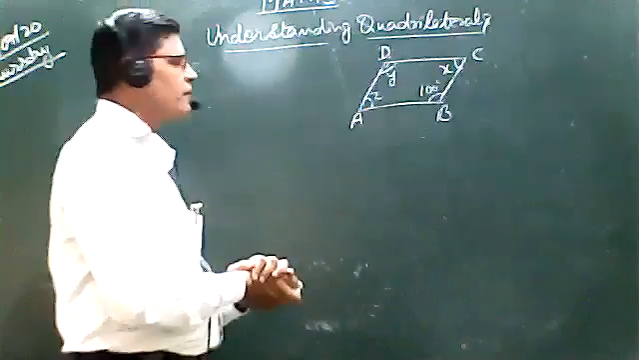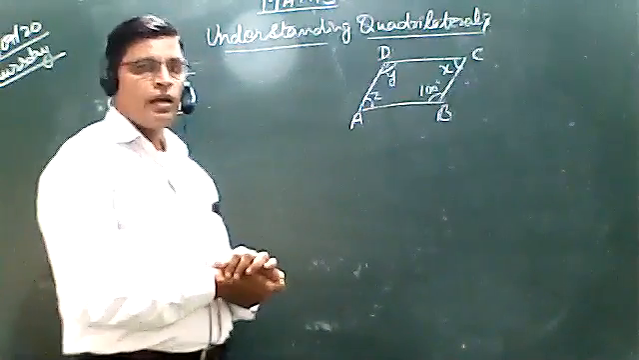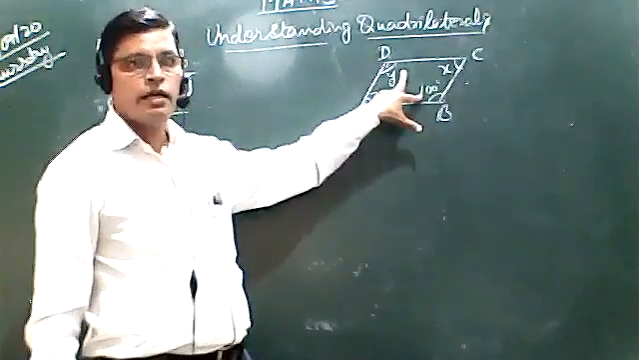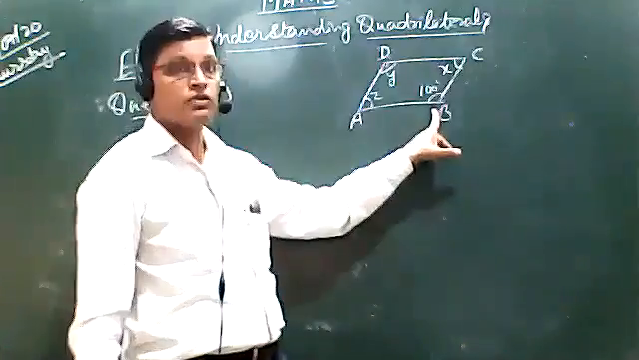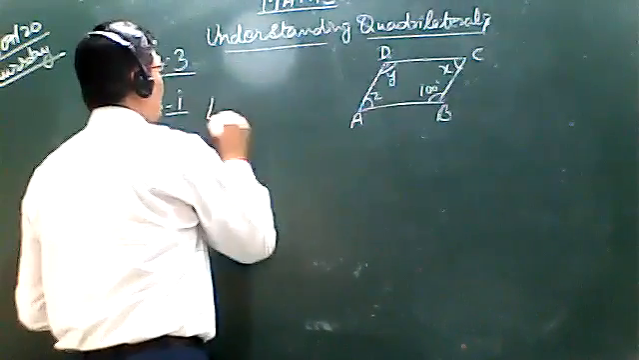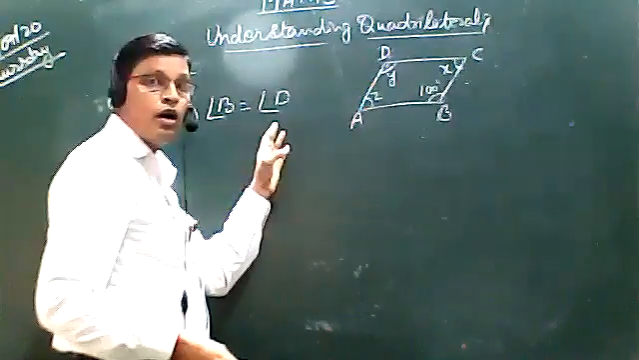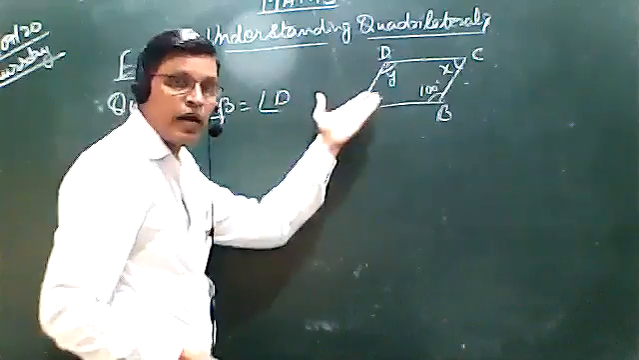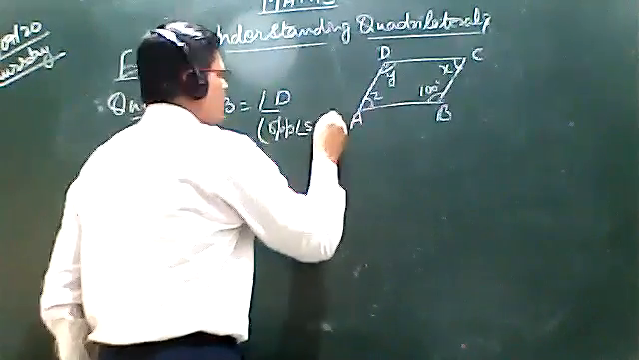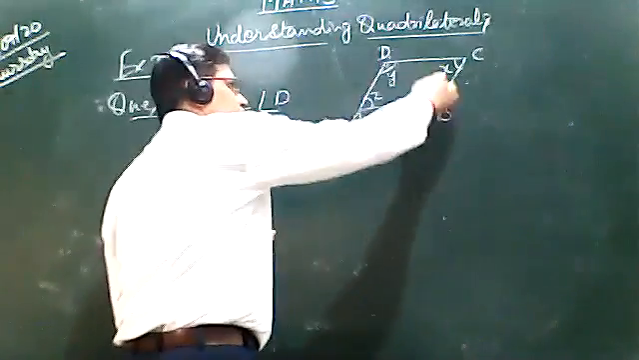Now, according to the definition of the parallelogram, opposite angles are equal. Therefore, angle B is equal to angle D. I will write here, angle B is equal to angle D. Why? Opposite angles of the parallelogram.